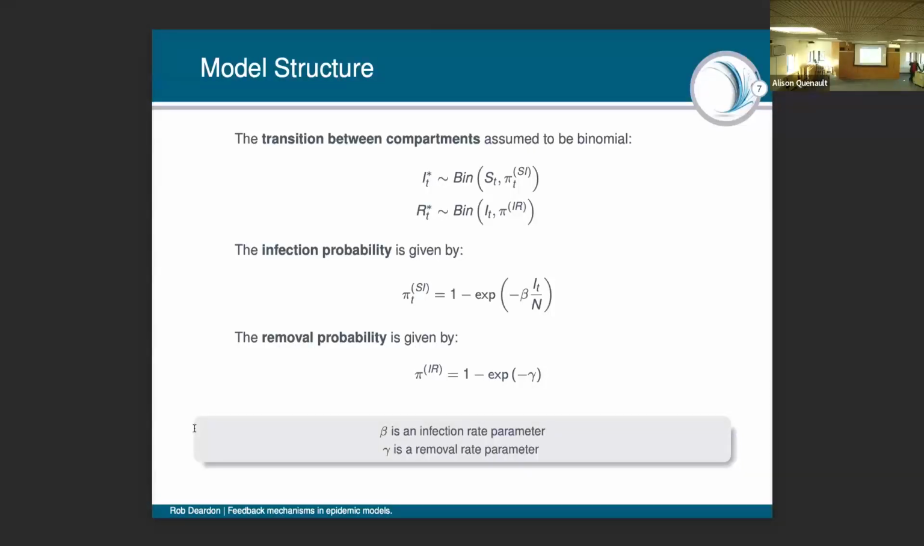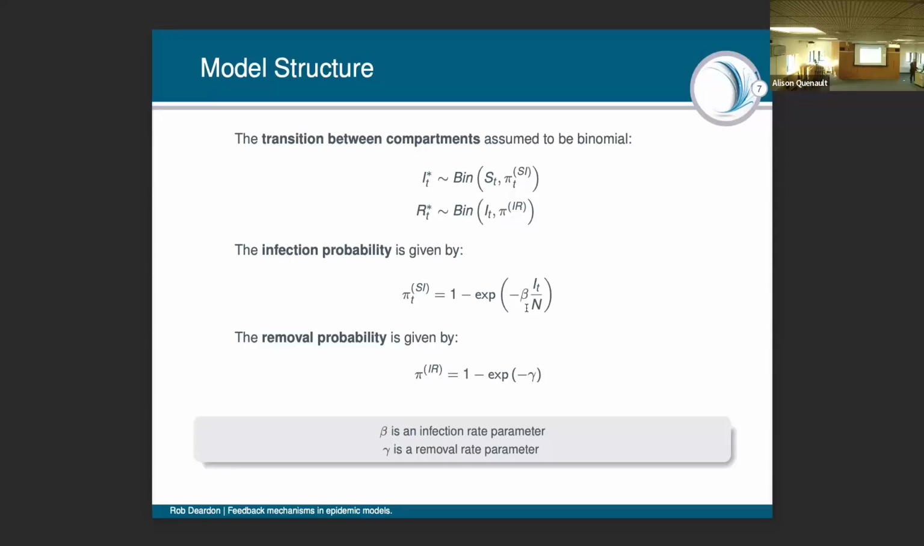To describe the transition between the compartments, we usually assume that our number of new cases and our number of new removals at any given time point is binomial. If you think about the number of new infections, the most we can have is the number currently susceptible, and then there's a probability of infection associated with that, which, if you make a few underlying assumptions about Poisson contact processes and so forth, you basically end up with a probability that looks like this. So it's 1 minus e to the minus beta.